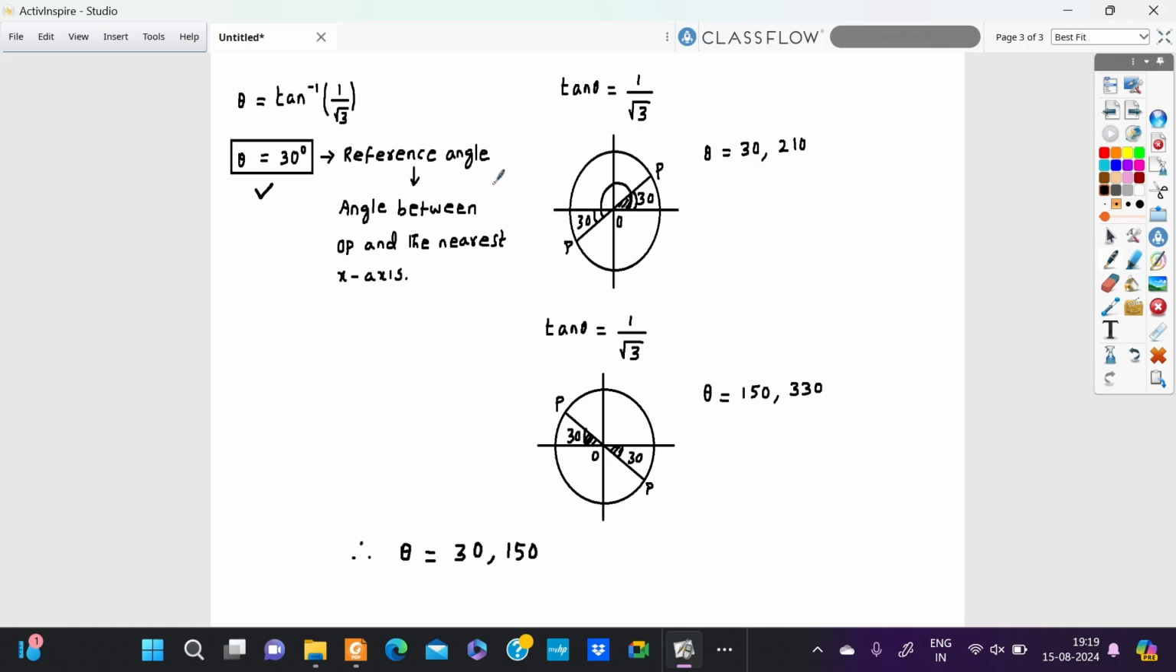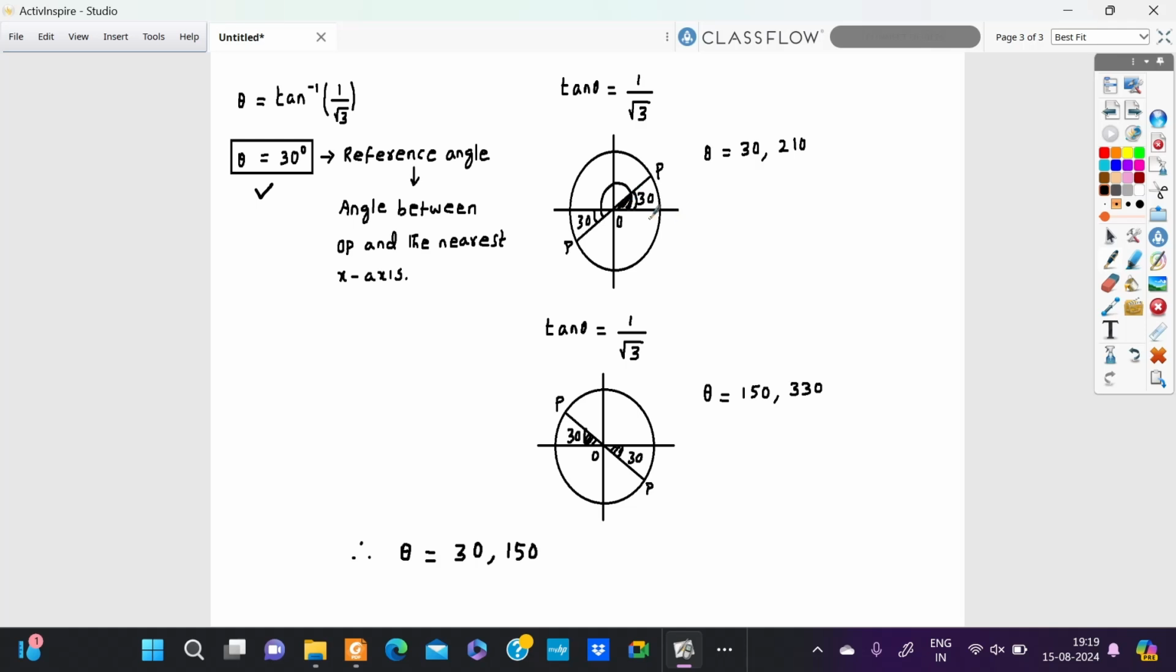What is a reference angle? A reference angle is an angle between OP and the nearest x-axis. Usually when we choose a point on the circumference, we always call it P, and we just connect it with the origin center, which is OP. So this is what I'm trying to say here. The reference angle, I've just shaded here. This is your reference angle.